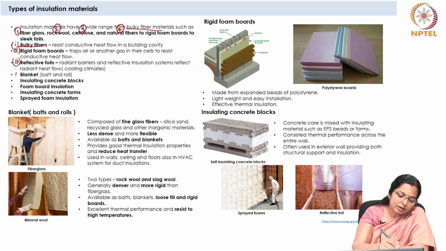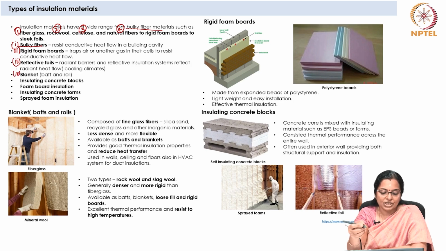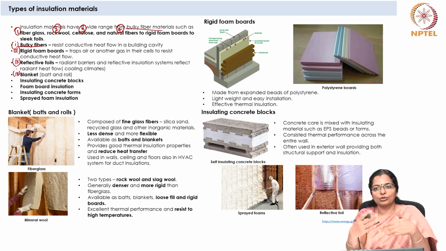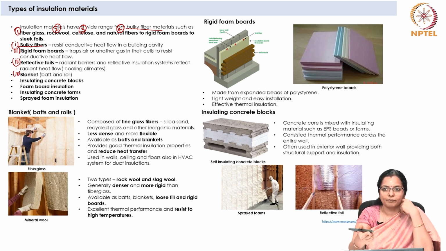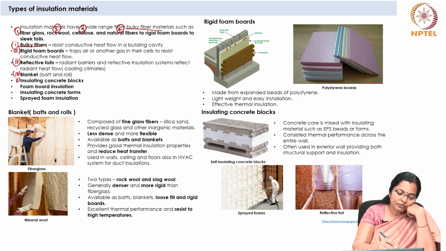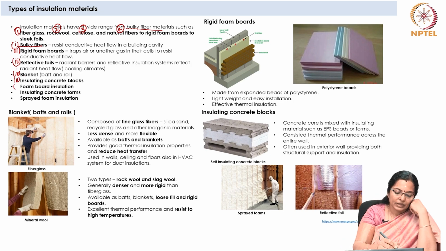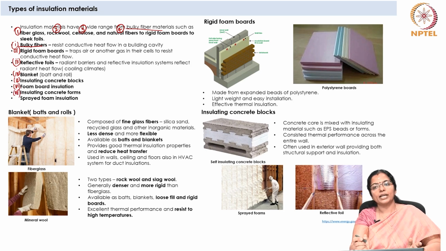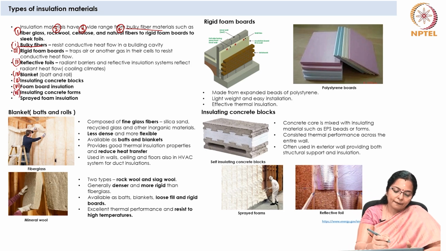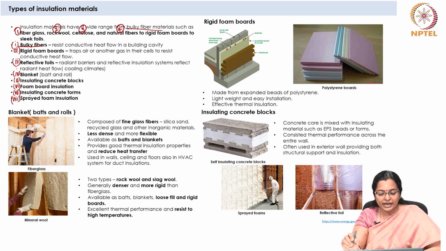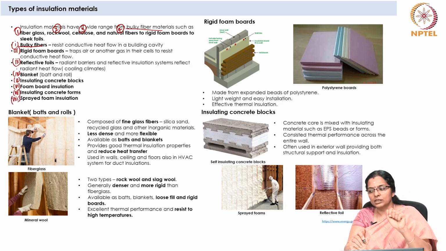Then next is the blanket, which can be bat and roll. So they come in the form of rolls. Then the fifth type is insulating concrete blocks. Sixth is foam board insulation. Seventh is insulating concrete forms. And eighth type is sprayed foam insulation. The insulation is applied like a spray.